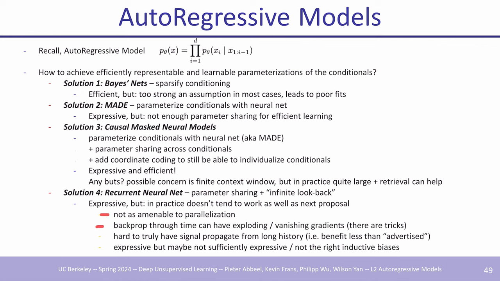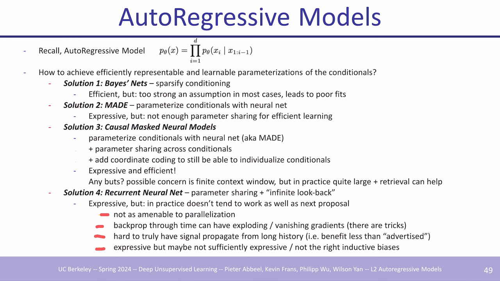Backprop through time, as I mentioned, can have exploding or vanishing gradients. Vanishing meaning you don't get any signal from the things that are far away. Exploding means somehow it blows up, and your gradients become infinity, and they become useless. Hard to truly have the signal propagate, right? The benefit will be less than advertised.